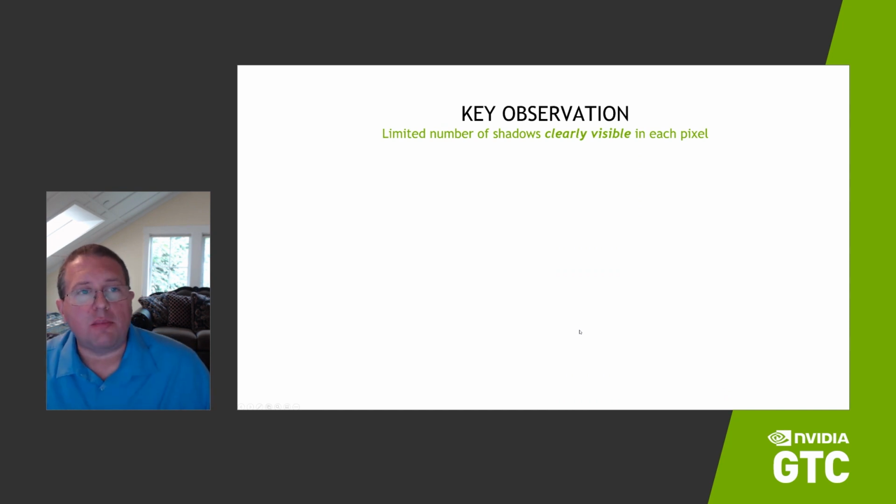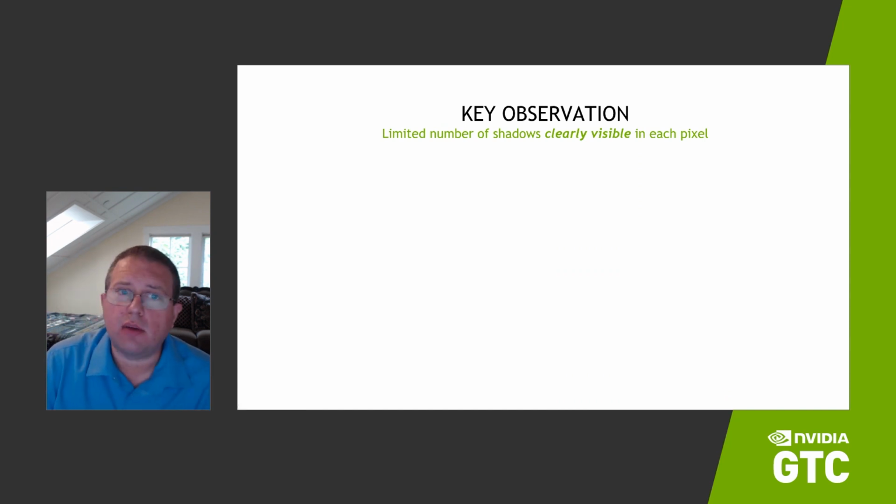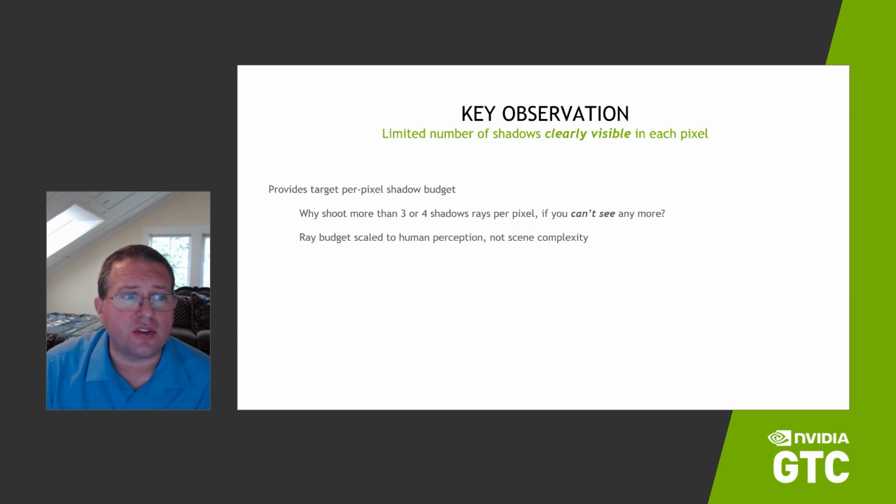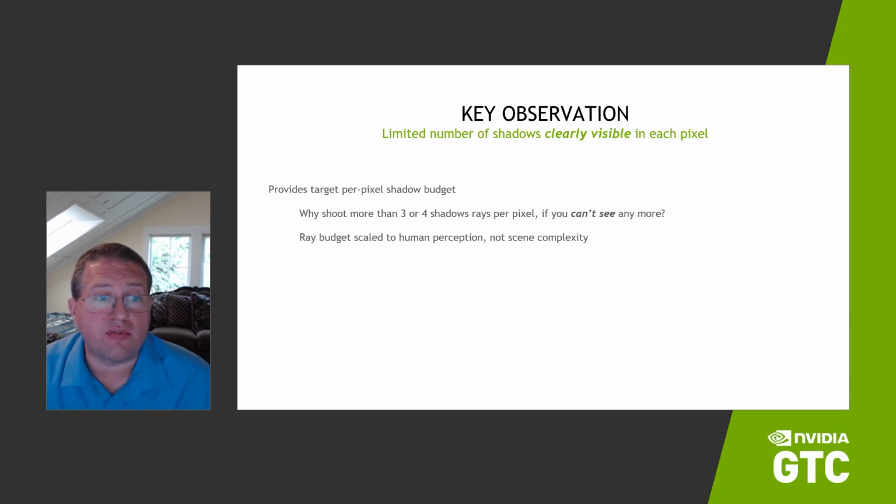And I think it's a key observation. There's a limited number of shadows that are clearly visible in each pixel, and I think this should provide a target per pixel shadow ray budget. After all, why shoot more than 3 or 4 shadow rays per pixel if you simply can't see any more? And what this allows you to do is scale your ray budget with human perception rather than scene complexity, which is great because human perception isn't doubling every couple years like scene complexity is.